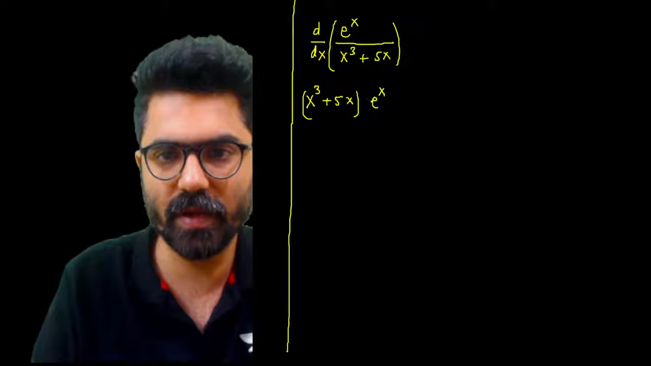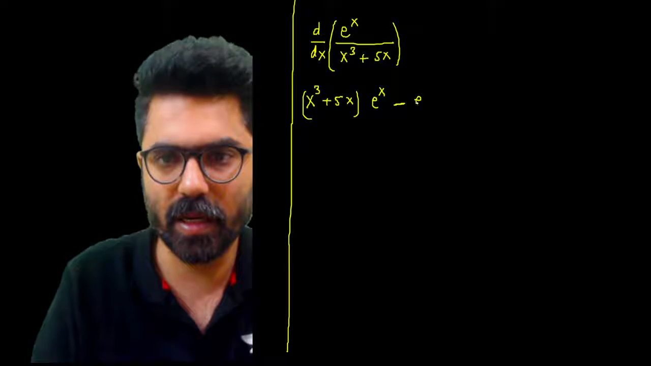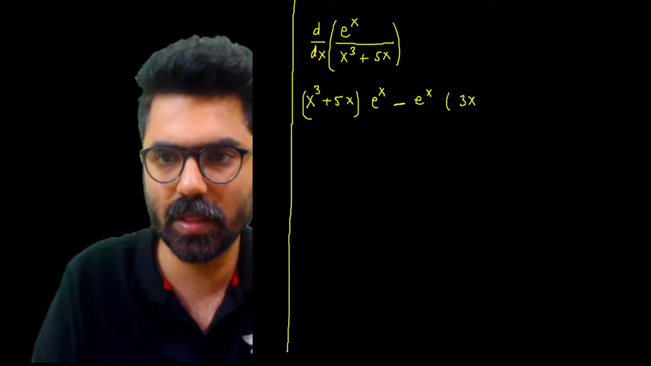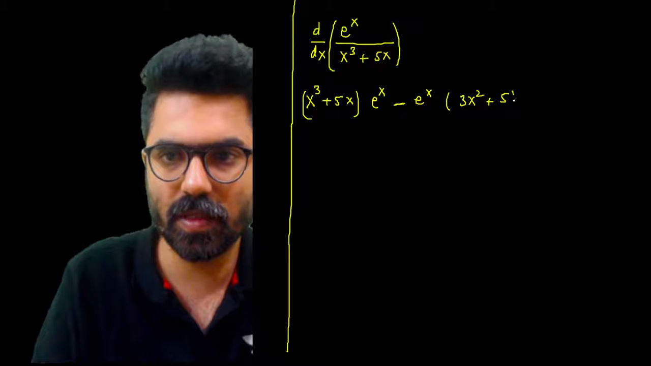x cube plus 5x, and derivative of e power x is 1 minus e power x into derivative of x cube plus 5x. It is 3x square plus 5.